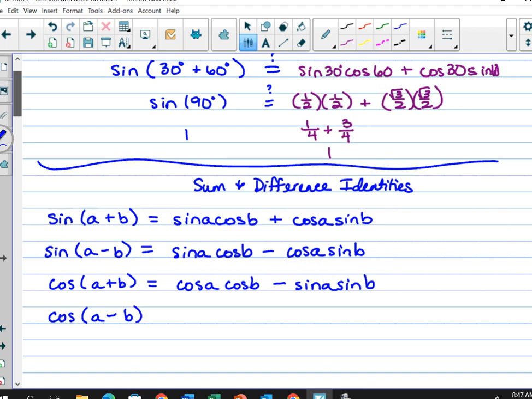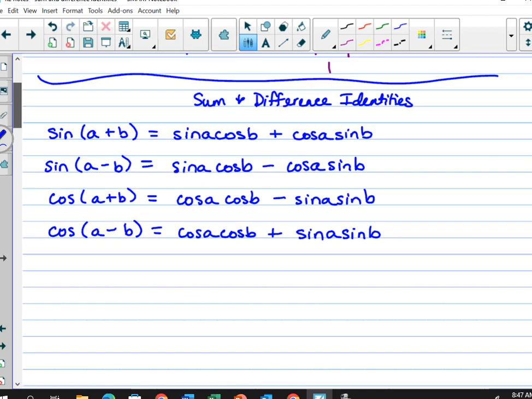All right, guys, what do you think cosine of A minus B is going to equal? Wait, or plus sine A, cosine B. Why are they flipped? It's cosine. Don't add them.